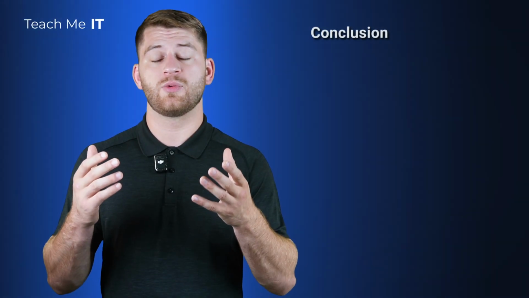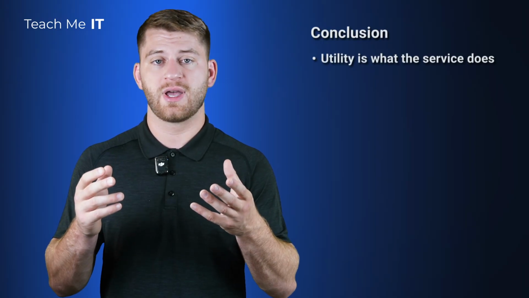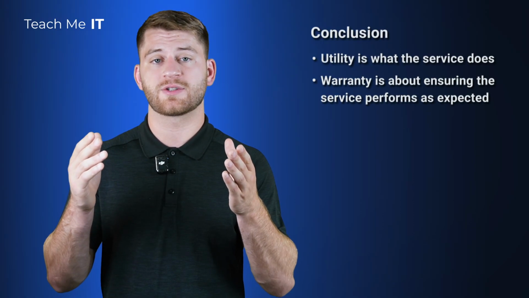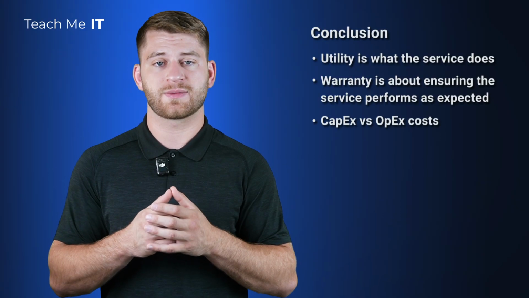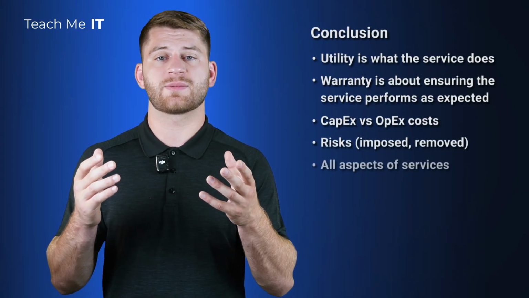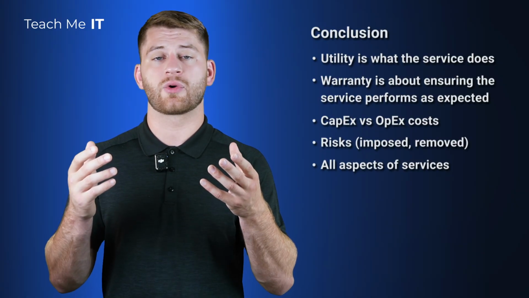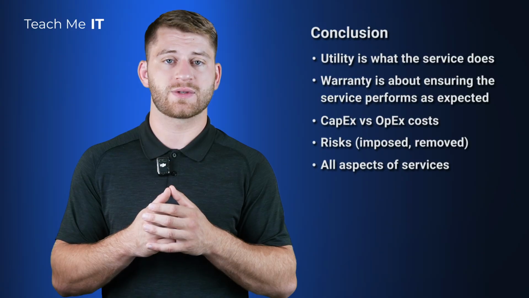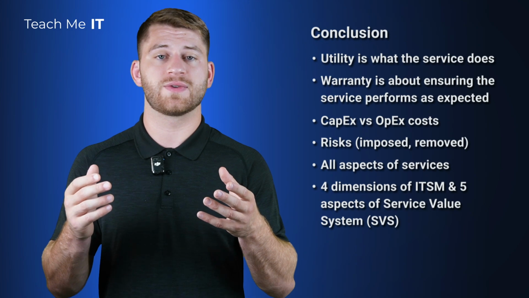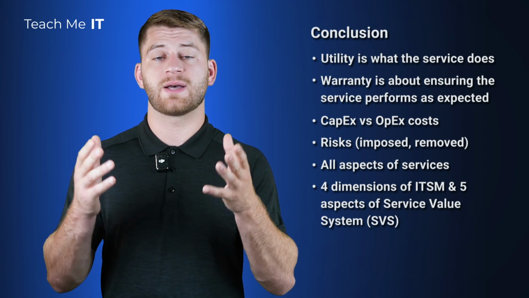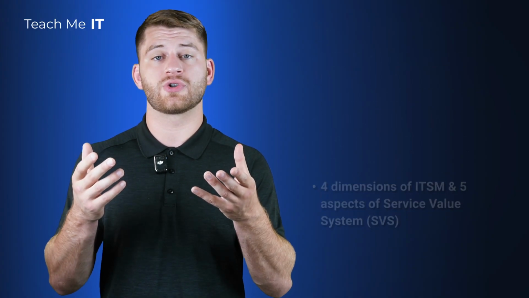And to recap, in this video, we learned about a lot of topics. First, we started by talking about utility, which is what a service does. Then we talked about warranty, which is how well a service performs. Then we discussed the two types of costs, including CapEx versus OpEx costs. We also covered risks, as well as all aspects of services, including what a service is, service providers, service offerings, service level agreements or SLAs, and service organizations. We also explored the ITIL concepts of the 4 dimensions of service management, as well as the service value system or SVS. All of these concepts are important as they start to build our foundation of ITSM, as well as introduce some of these major ITIL concepts.